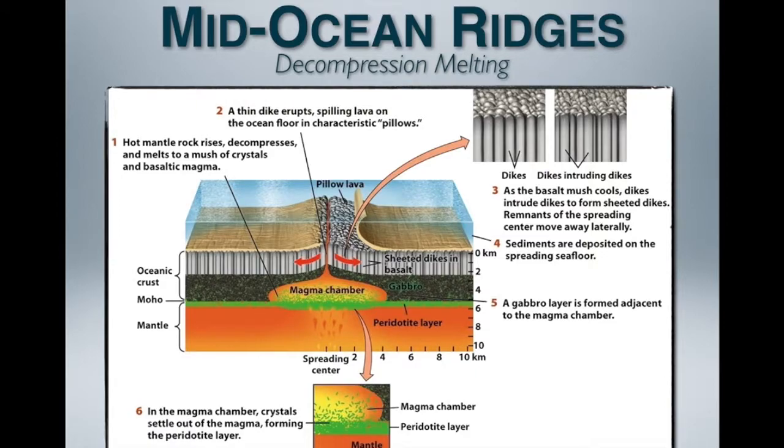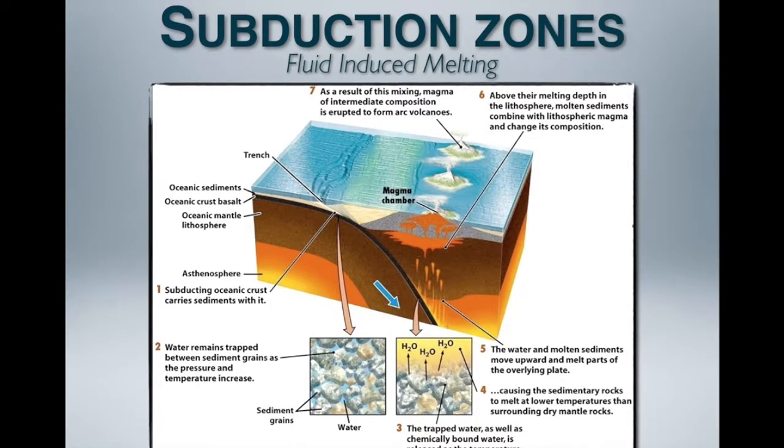And then this just self-perpetuates itself, where you have more decompression, you have heat from a magma chamber, and you just continue this cycle of heating, decompressional melting, and magma coming to the surface. And this is pushing and causing a spreading ridge to form. All right, we also have subduction zones, and so this would be fluid-induced melting.